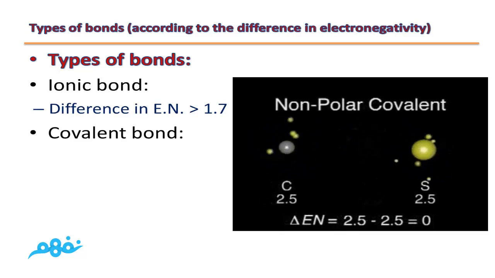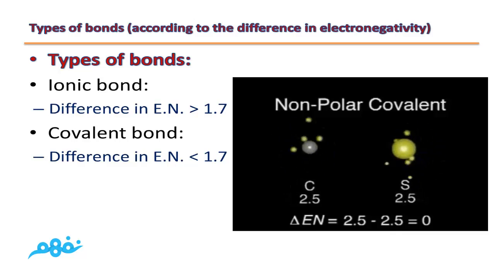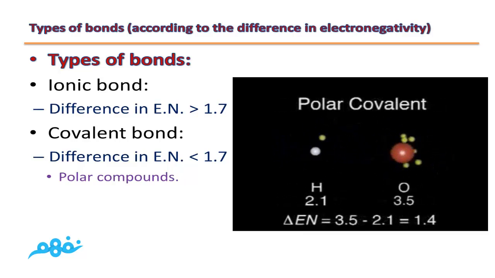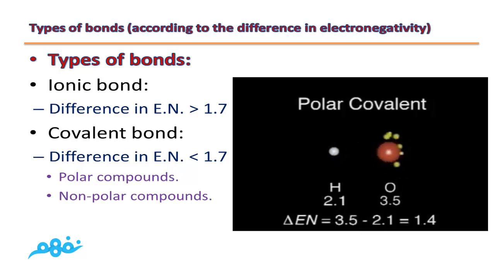The second type is covalent bonds, and we have two types of covalent bonds. If the difference in electronegativity is less than 1.7, it is a covalent bond. And if the difference is relatively high, which means near 1.7, so we have a polar covalent compound. But if the difference is relatively low, which means that it is much less than 1.7 and approximately equal to 0, so it is a non-polar compound. If the difference is 0, so we have a pure covalent bond.